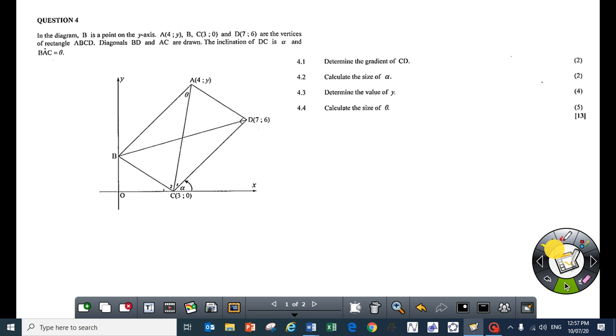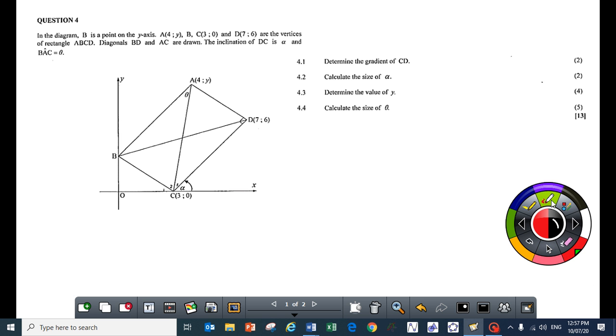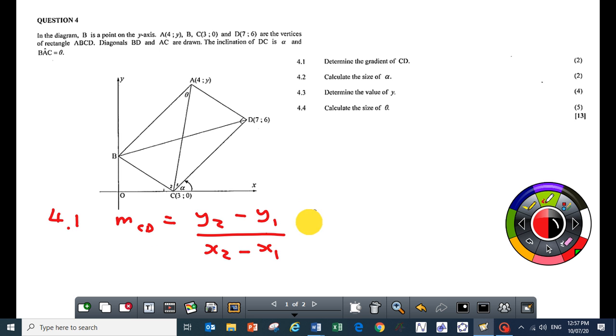Now the first question, 4.1, you need to find the gradient of CD. Now that's a grade 9 question, when you first taught gradient. So the gradient of CD, I'll say MCD is equal to, right, I can use y2 minus y1 over x2 minus x1.